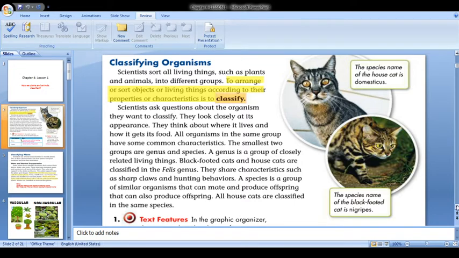Okay, so it's like this. This is called classification, and we already did one example. What was that? We classified toys. So in this lesson we will be classifying plants and animals. Okay, so let's see what else we have here.